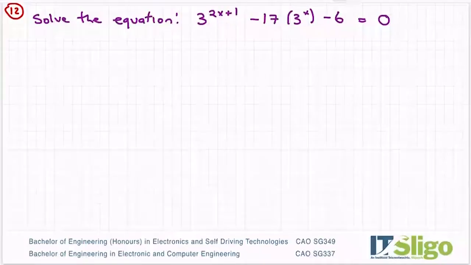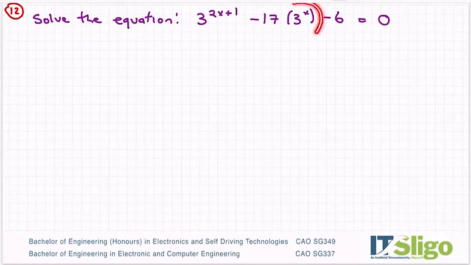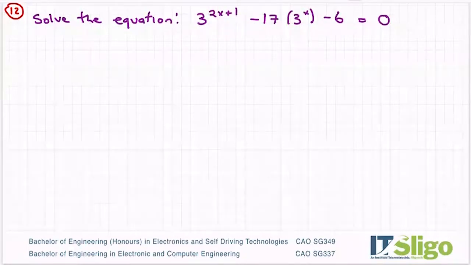Right, so another one of these ones like we did in question 10. Solve the equation 3 to the power of 2x plus 1 minus 17 times 3 to the power of x minus 6 equals 0. So this is the one where we temporarily sub in for 3 to the power of x, just to make it a bit easier. Rewrite this one in terms of this, form a quadratic and solve, and then go back.